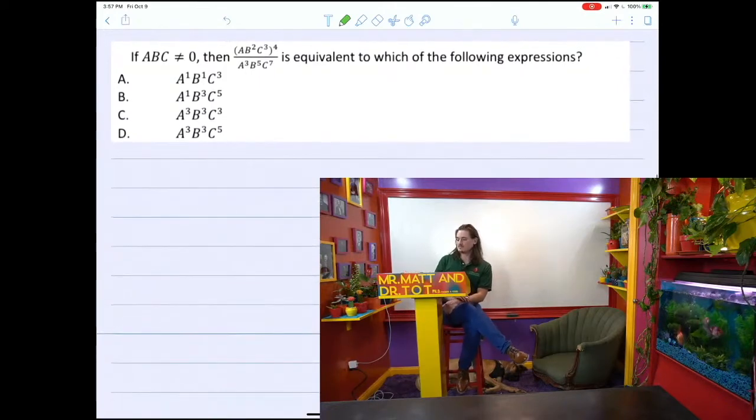So if A times B times C is not equal to 0, then the quantity A B squared C cubed, raised to the fourth power, divided by A cubed B to the fifth C to the seventh, is equivalent to which of the following expressions? So I would deal with that power of a power first. This exponent is on the outside; it needs to be distributed to each value inside the parentheses. Then I would eliminate my exponents between the numerator and denominator. Just a little bit of a hint there. I'll give you 3 minutes.